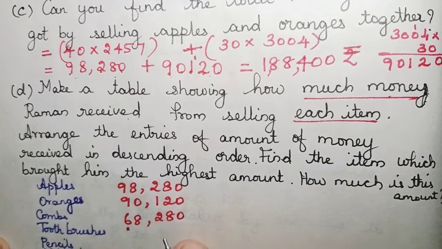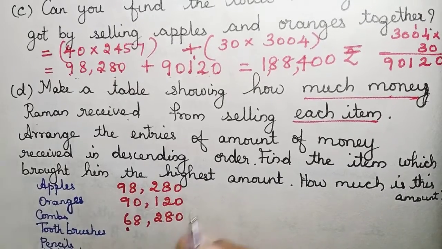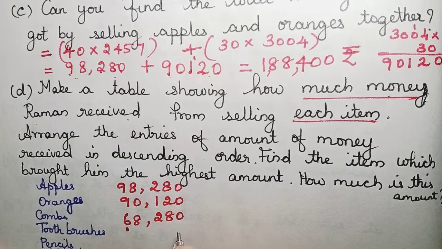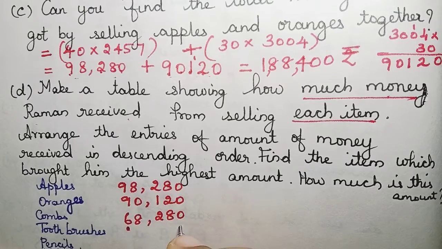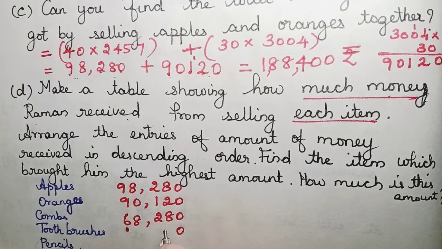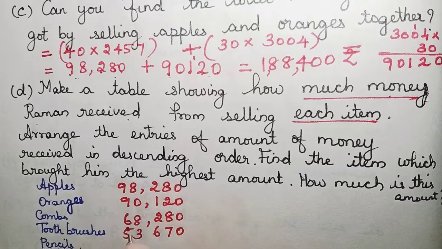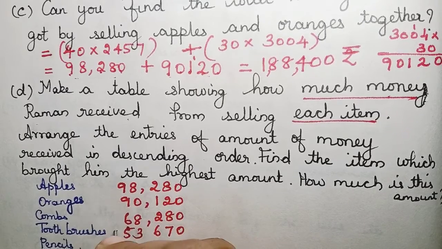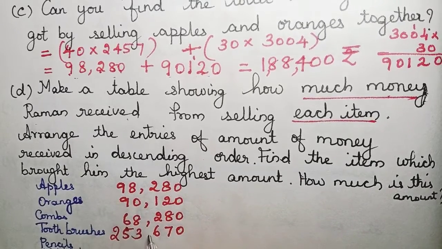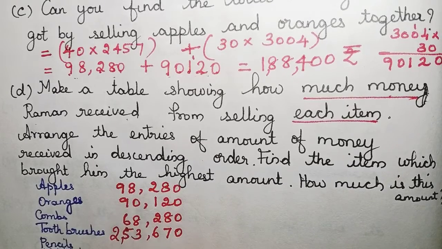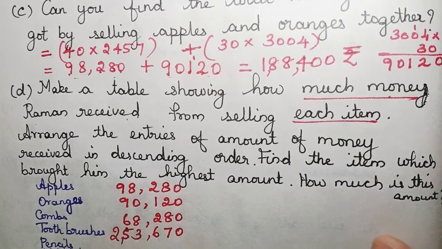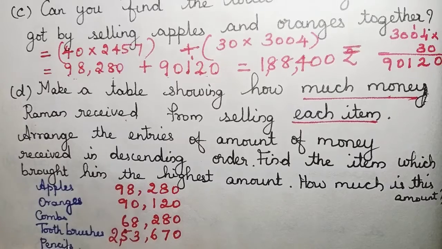we have to find the descending order also, so we will write from here. From the left end we will write, the right end we will write 0, 7 6, 3 5, 2. Okay, 253,670. So the next object is pencil.